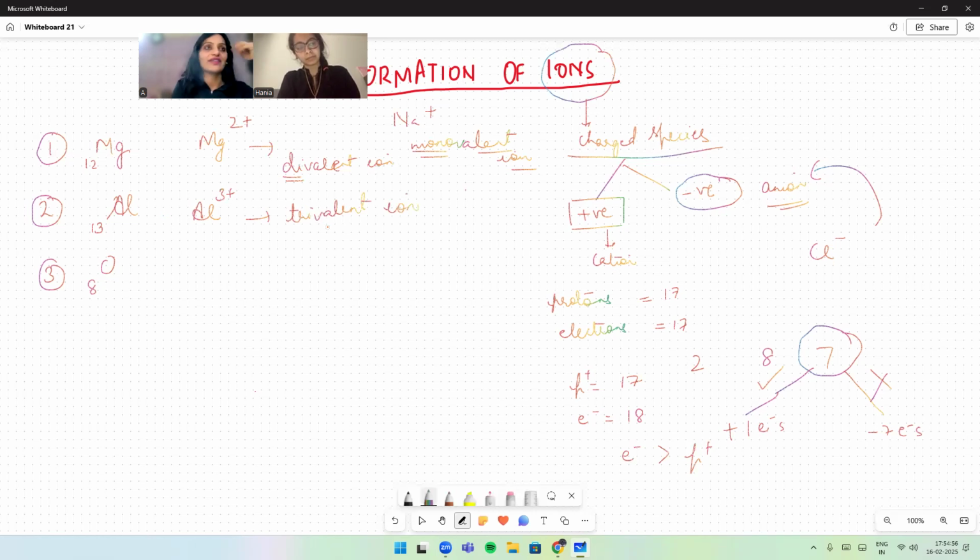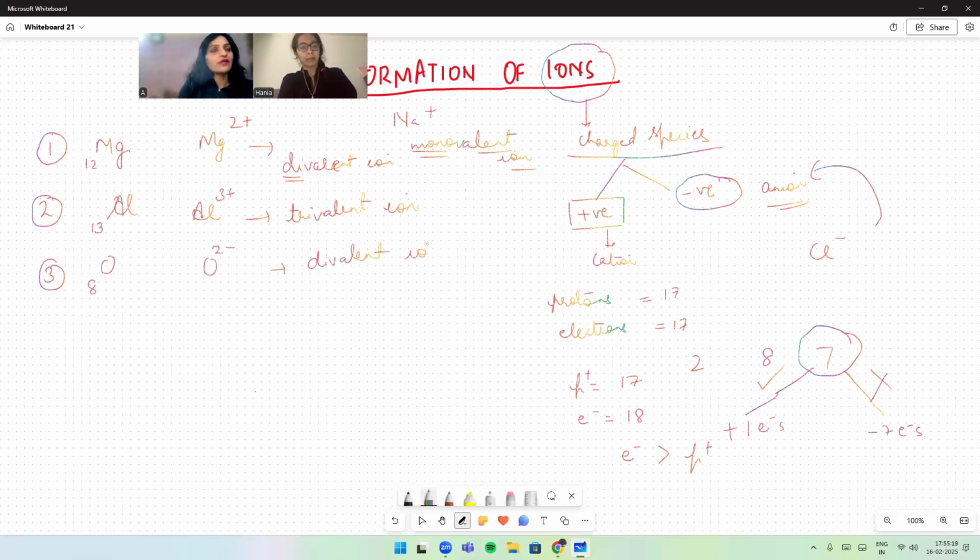Okay, it is a trivalent ion. Next is oxygen. That one will have 8 electrons and protons, and the configuration is 2,6. So it will gain 2 electrons. So it will be 2 negative. So it is a divalent ion.